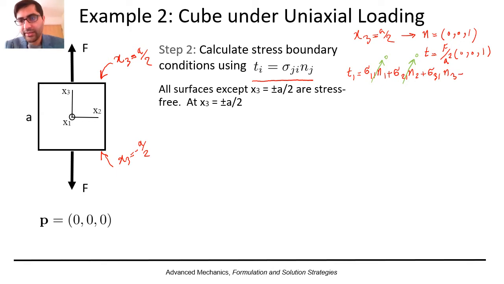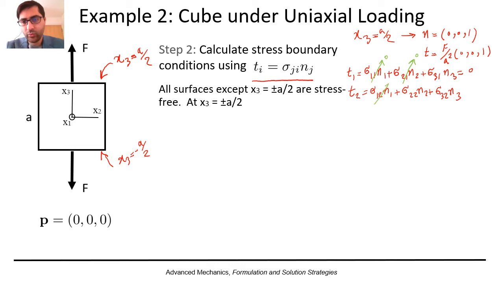So we can say sigma 3, 1, N3 is equal to 0. So sigma 3, 1 is equal to 0. For T2, we have sigma 1, 2, N1 plus sigma 2, 2, N2 plus sigma 3, 2, N3.